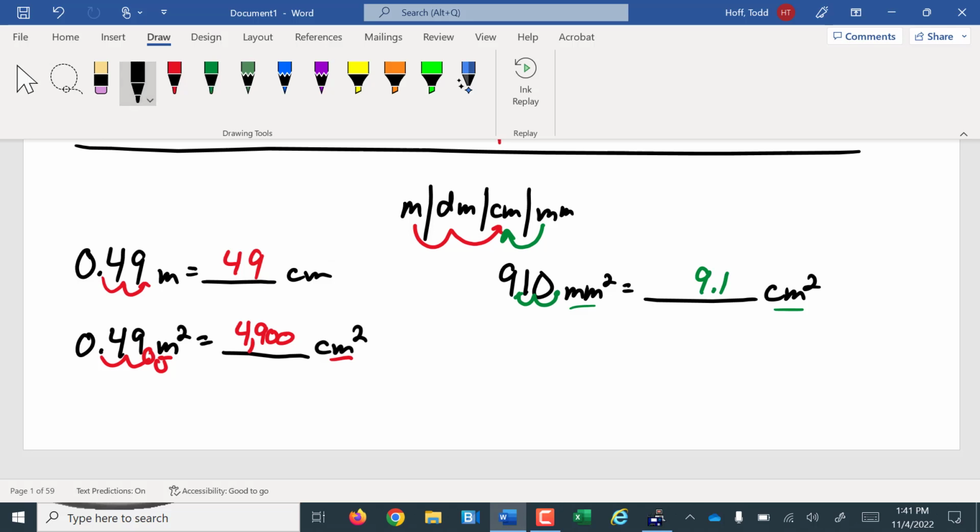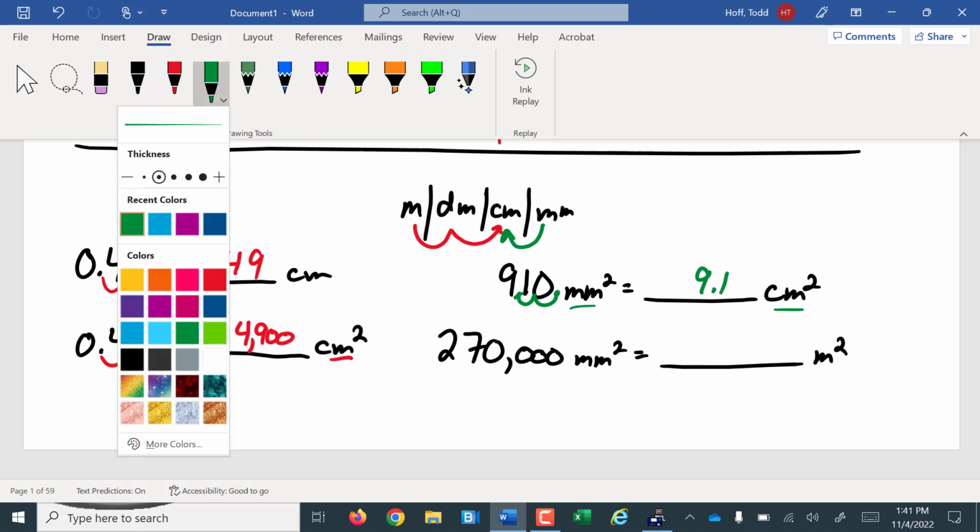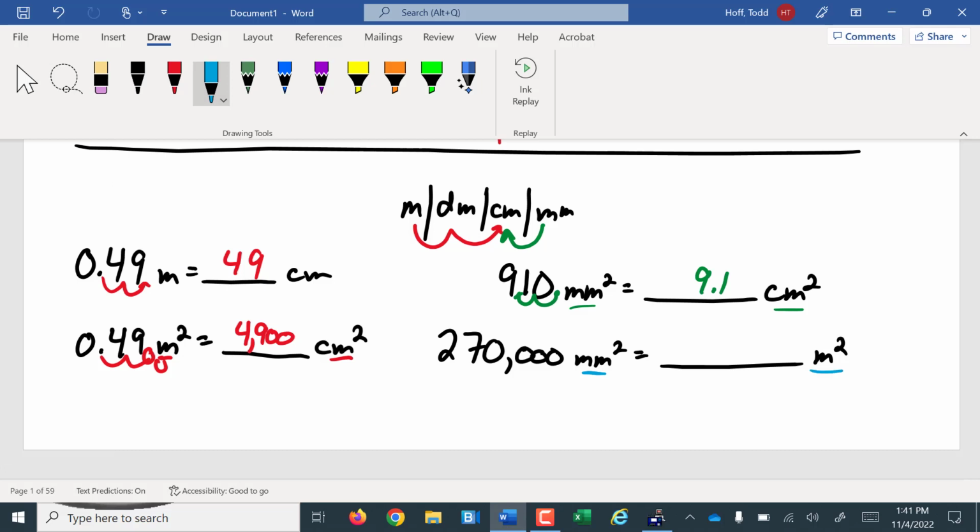If I have 270,000 millimeters squared going to meters squared. From millimeters to meters is 3 spots on the chart, so 6 decimal places. You got it. 1, 2, 3, 4, 5, 6. 0.27 square meters. What do you think?